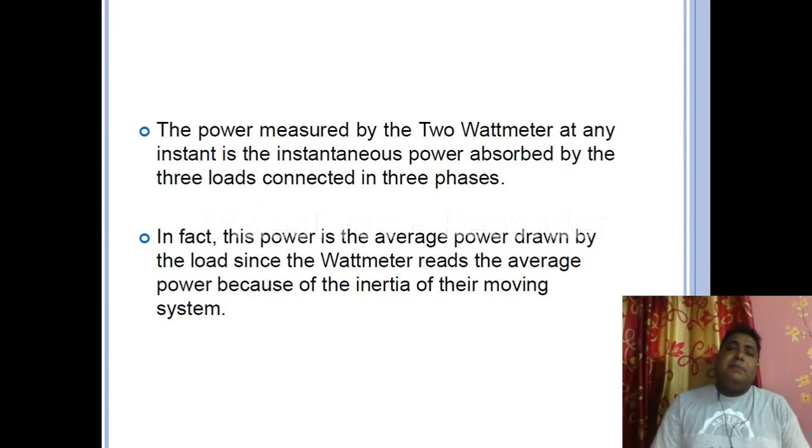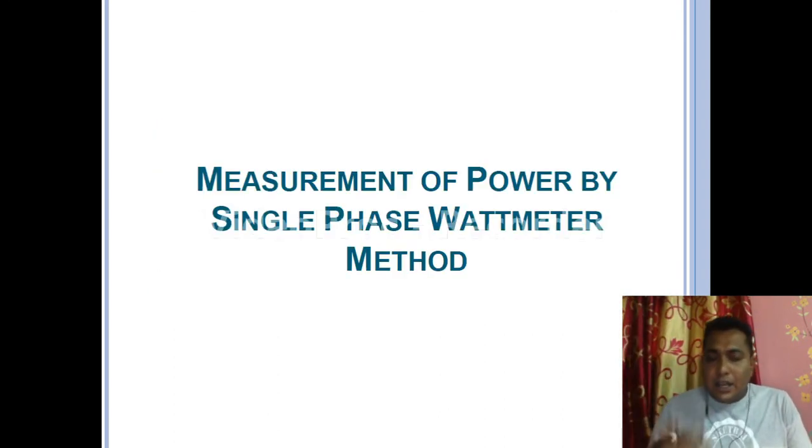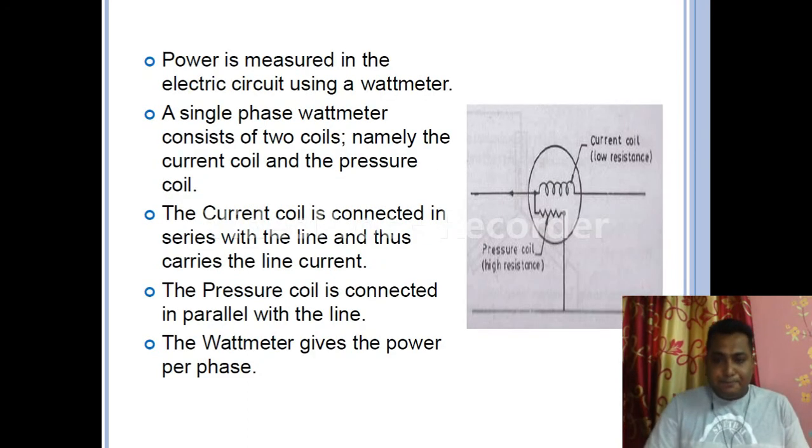What is written? The power measured by the 2 wattmeters at any instant is the instantaneous power absorbed by the load connected in three phases. In fact, this power is the average power drawn by the load, since the wattmeter reads the average power because of the inertia of the moving system. Yes, it is correct. Now we are going to see the last thing, that is the single phase wattmeter method.